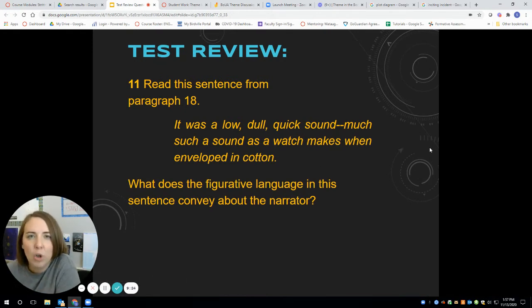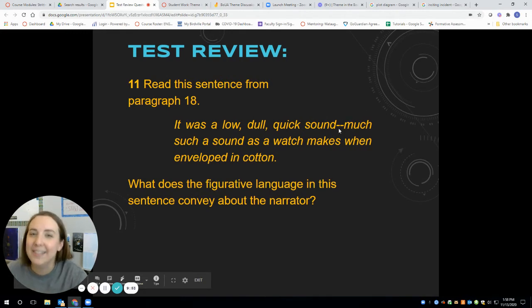Number 11: they'll give you a sentence, like, read the sentence from paragraph 18. "It was a low, dull, quick sound, much such a sound as a watch makes when enveloped in cotton." So that's very figurative language. Figurative language is great at describing things, with similes and metaphors, comparing things to each other. We like figurative language because it helps us get a better handle on what somebody's talking about and puts us in the moment. We wouldn't just say the heart thumped very fast. We want people to be involved in that experience. So same thing, what does this language convey or show us about the narrator?